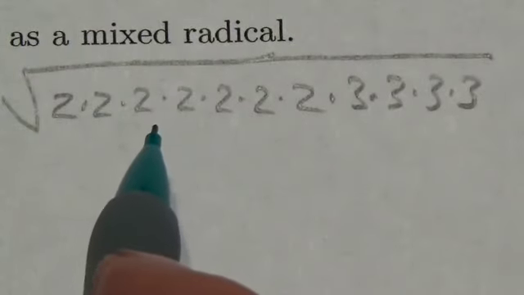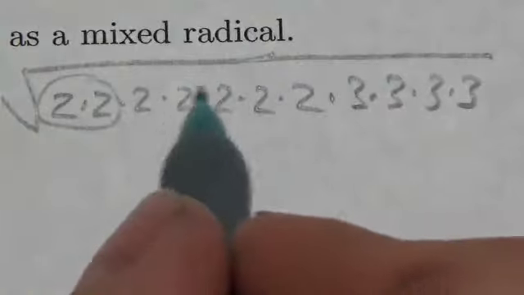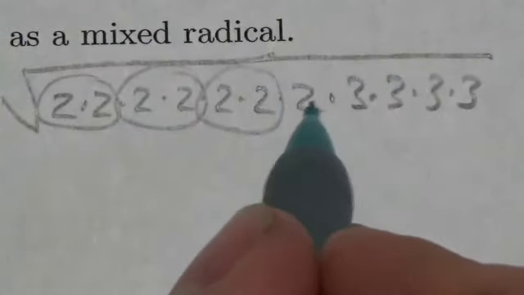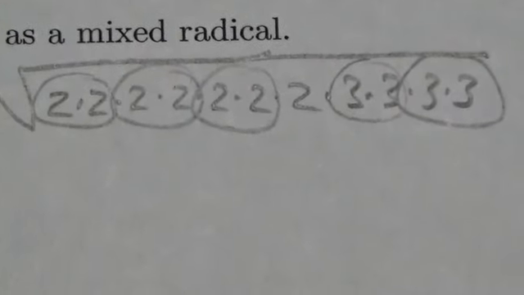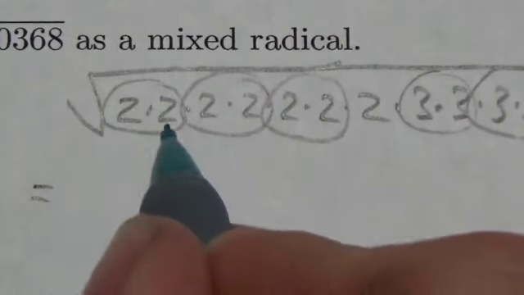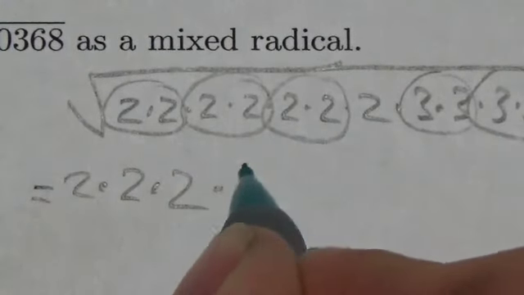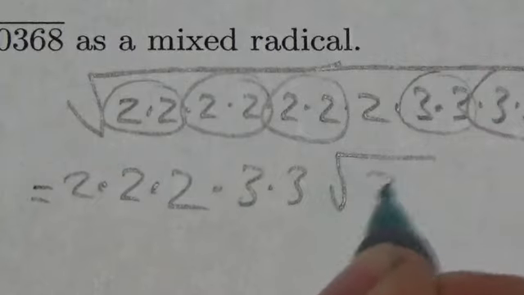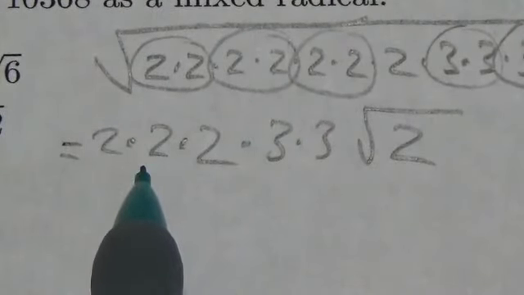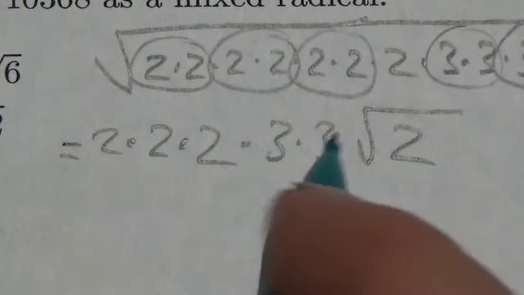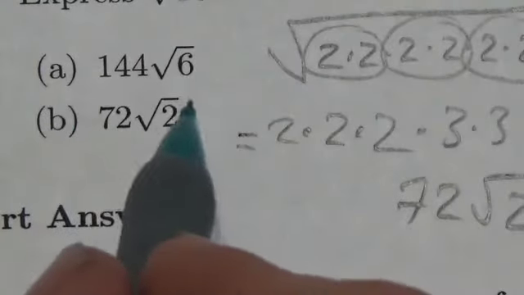So now it's a square root, and remember what a square root does. It takes pairs of factors and spits them out. So I'm going to pull out a 2, a 2, a 2, and I'm done pulling out 2s. I'm going to pull out a 3 and a 3, and I'm done pulling out 3s. So this is going to be equal to 2 times 2 times 2 times 3 times 3, and then there's a square root of 2. Okay, well, 2 times 2 times 2 is 8. 3 times 3 is 9, so 8 times 9 is 72 root 2. Oh, and there's my answer right there. It's B.